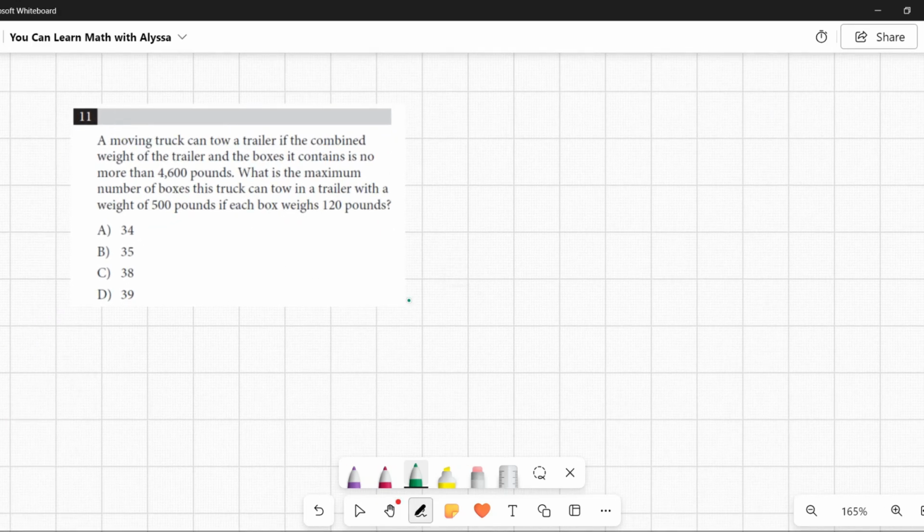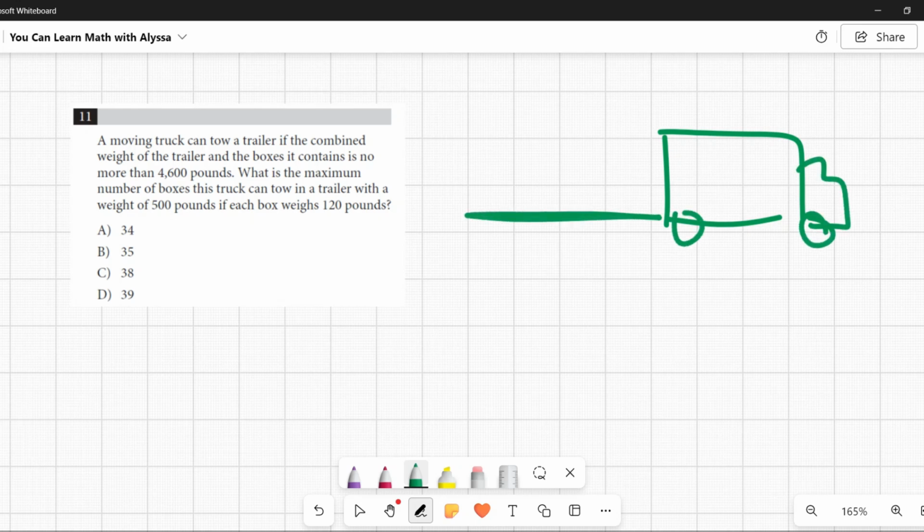Number 11, a moving truck can tow a trailer if the combined weight of the trailer and the boxes it contains is no more than 4,600 pounds. Okay, so I've got a moving truck, and it has a trailer.